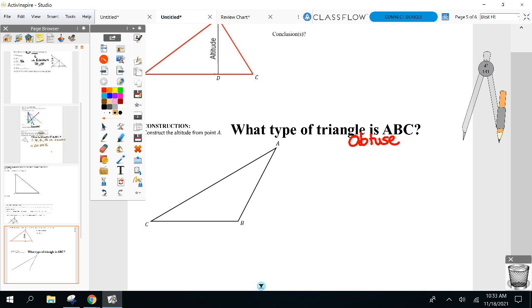And here's what I want to do. Going from point A, everyone. Everyone see point A? Going from point A, I want to draw an altitude to BC.